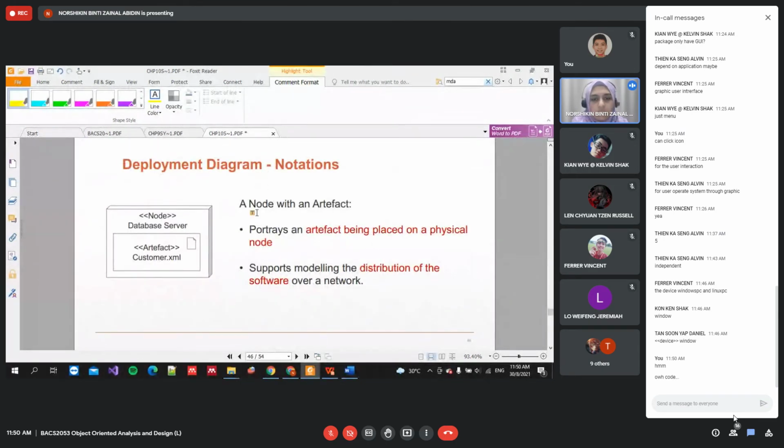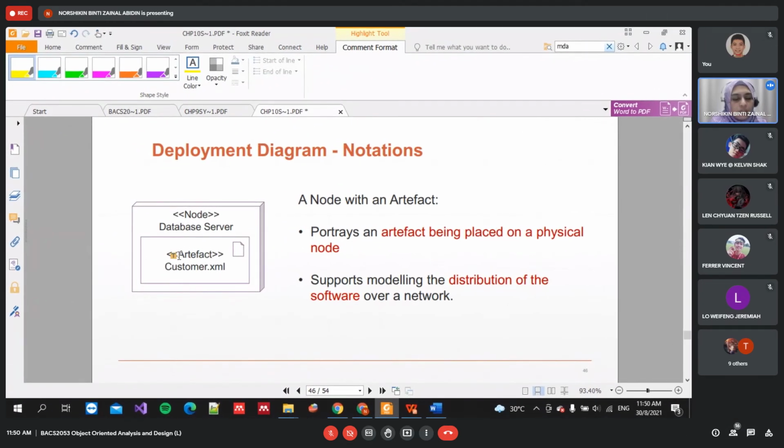And then again on the notation, a node with an artifact portrays an artifact being placed in a physical node. You can apply this, or see the overall picture from the previous slide. So this one is the artifact. How do we put this artifact into this physical node? Our artifact here is referring to a specific customer.xml in the DB server. So it supports modeling the distribution of software over a network.